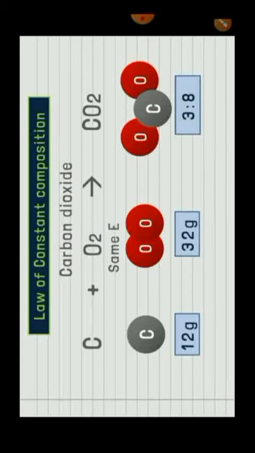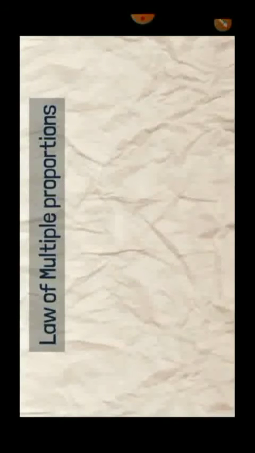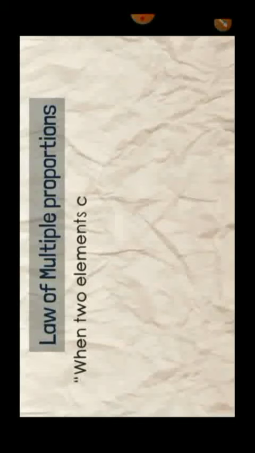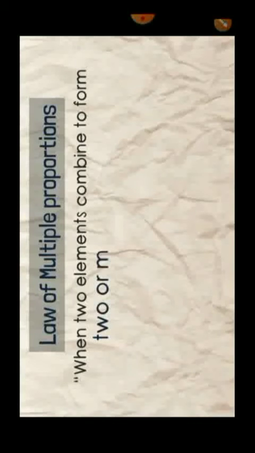Means CO2, whether obtained from the combustion of coal or by the decomposition of calcium carbonate, the ratio of carbon and oxygen will be the same. So here the elemental composition remains constant. CO2 कहीं से भी मिल रहा हो, बट द कार्बन और ऑक्सीजन का रेशियो सेम रहेगा. Next is law of multiple proportions.